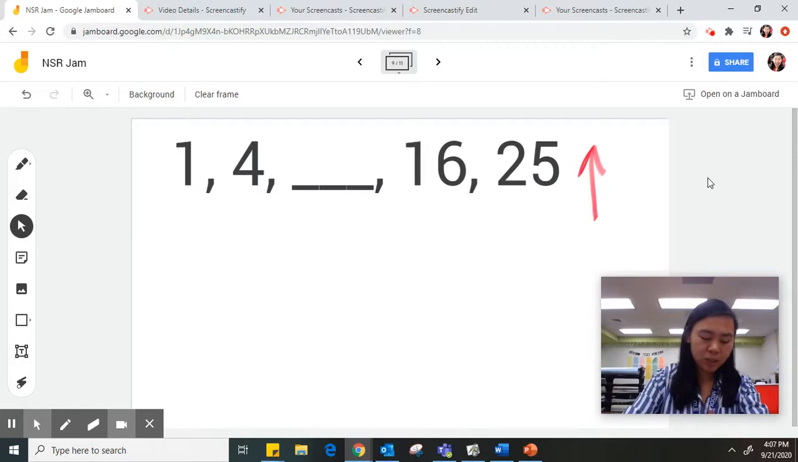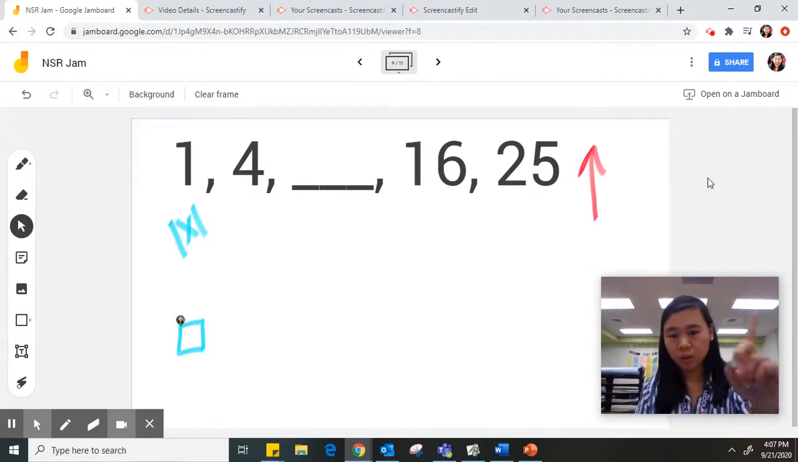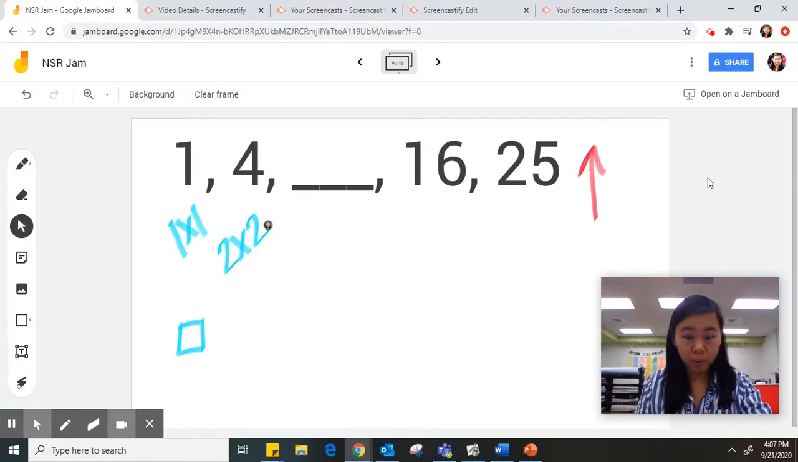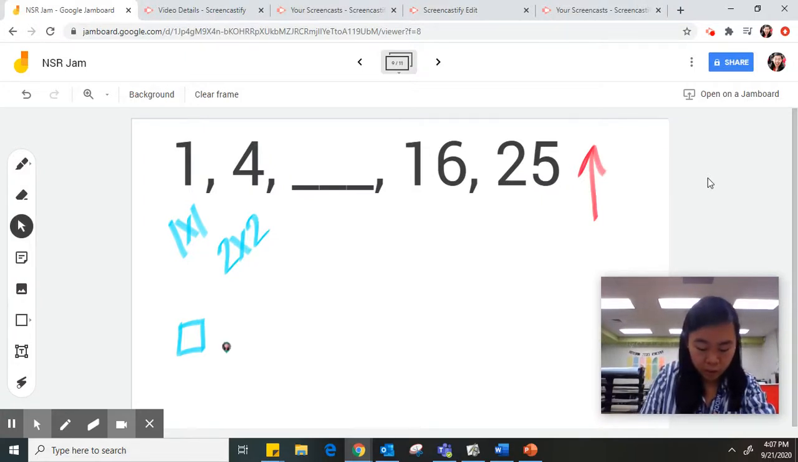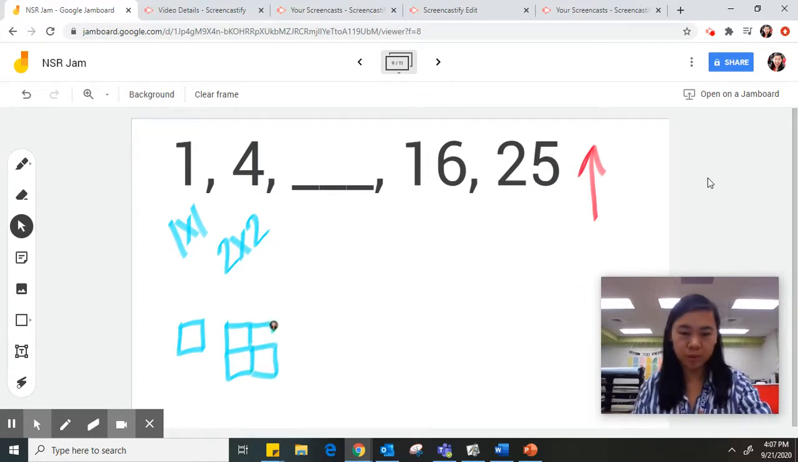Now, what times itself gives you 1? They're all perfect squares, right? So what times itself gives you 1? 1 times 1 gives you 1, and that's what my Cheez-It looks like, right? Just one Cheez-It. How about 4? What times itself gives you 4? 2 times 2 gives you 4. Remember, that's a 2 Cheez-It high, 2 Cheez-It long square with 4 total squares. That's what that one looks like. And then we're missing 1.